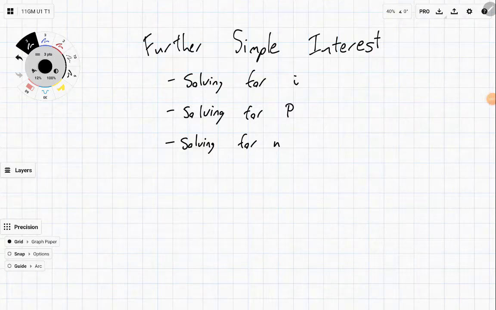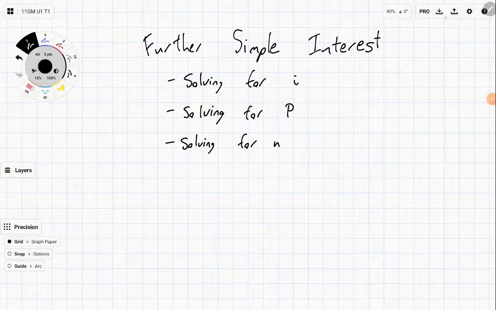Alrighty, so today we're going to be having a look at simple interest a little bit more. In particular, we're going to be looking at three different cases: solving for the interest rate, I, solving for the principal, the starting amount, P, or solving for N, the number of years or the time. Alrighty, so let's go and have a look at how it works.